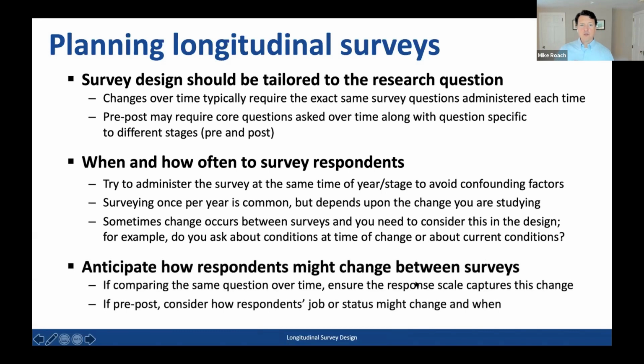And so you also want to anticipate how these respondents might change between the surveys. If you're comparing the same question over time, ensure that the response scale will allow you to get at the kind of change that you want. I'll talk about that a bit more in the next slide. And if it's more of a pre or post design, consider how the respondent's job or status might change, and when, and how you're going to try to capture some of that.